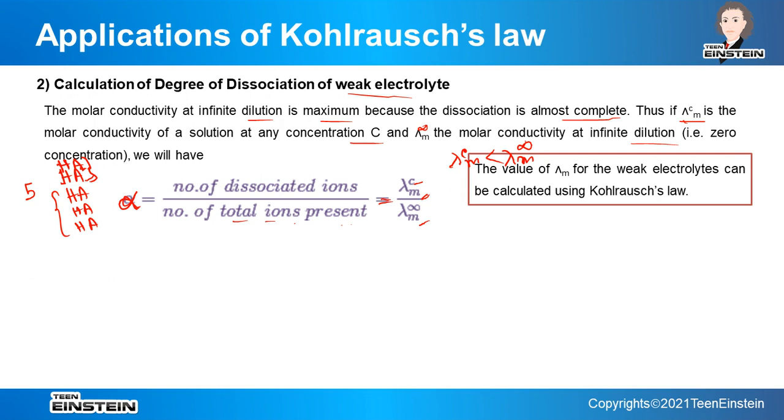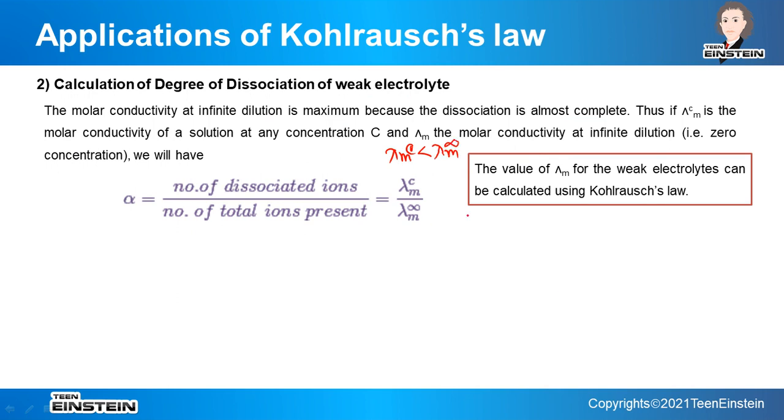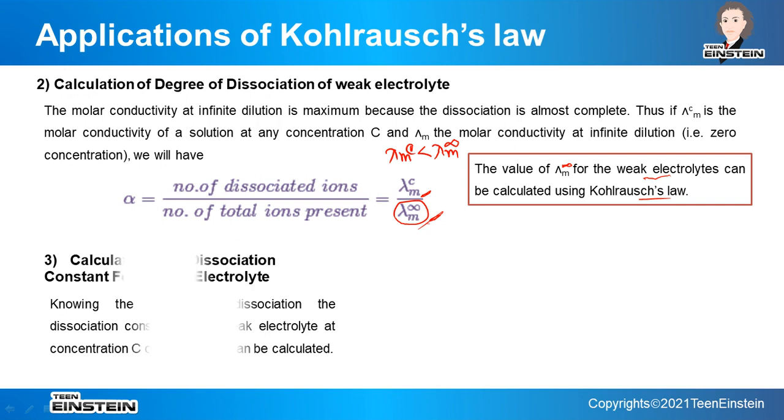And this value of lambda m for the weak electrolyte, that is the value of lambda m infinite, we can easily calculate using Kohlrausch law, that we have already seen in the first application. Okay, that is in the previous slide we have already seen this lambda mc lesser than lambda m infinity. So from the first application, first you can determine lambda m infinite, then if this value is known, from this ratio we can get degree of dissociation, which is alpha.